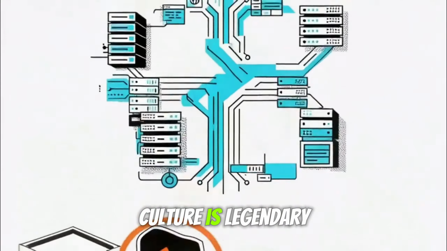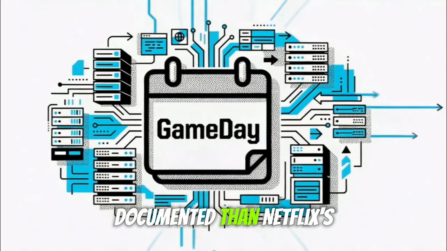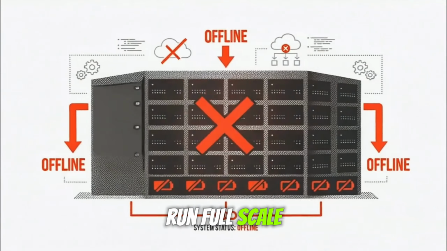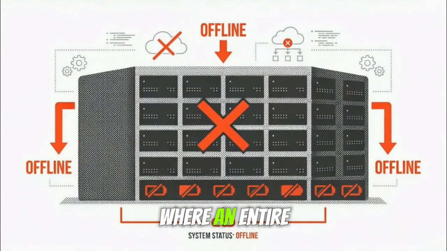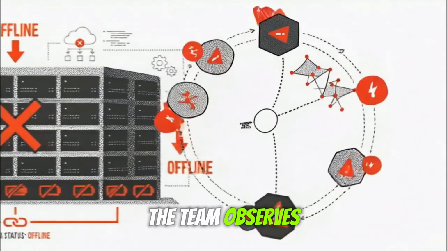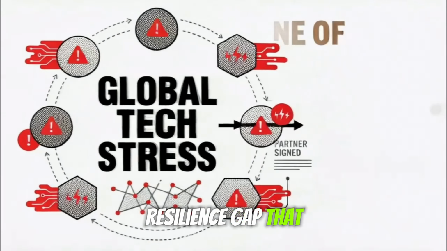Amazon's game day culture is legendary inside the company, even if it is less publicly documented than Netflix's tooling. Amazon teams regularly run full-scale simulated failures, where an entire service is intentionally taken offline. The team observes how the rest of the system degrades and documents every resilience gap that surfaces.